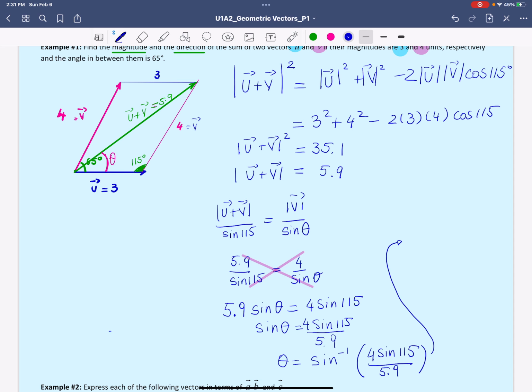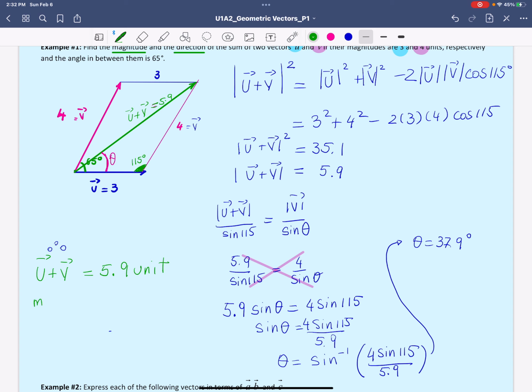And I will input inverse sine. And instead of writing or rounding that value I got for this number here, 0.6 something, I will simply input the answer. So I will go answer, and the calculator will give me the answer, and I got 37.9. So theta is 37.9 degrees. So we'll say that the magnitude of vector u plus v is 5.9. So vector u plus v is 5.9 units.